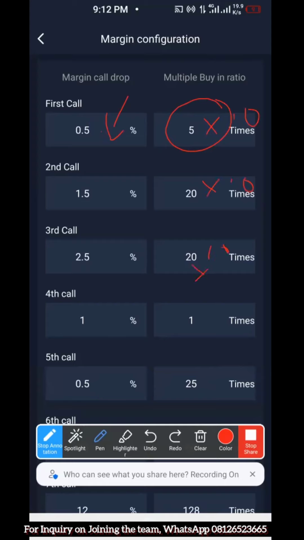So if it drops again by another 1.5% from this, buy me times 20. Times 20 is what? $200. So it's going to buy me 200 at this point. At this third call, it's going to buy me another 200 and so on. So that is what the margin call is. It's just setting the positions that your robot will actually buy for you.